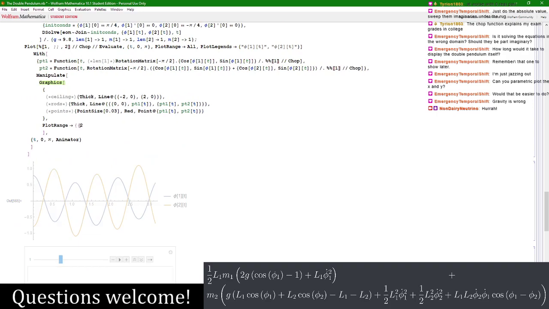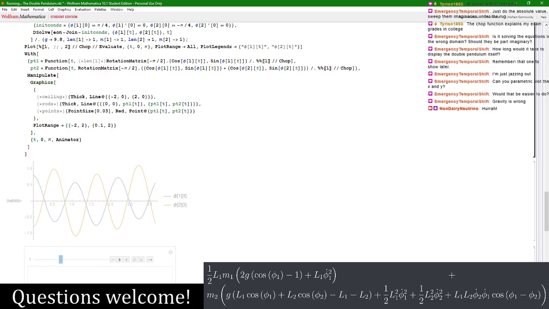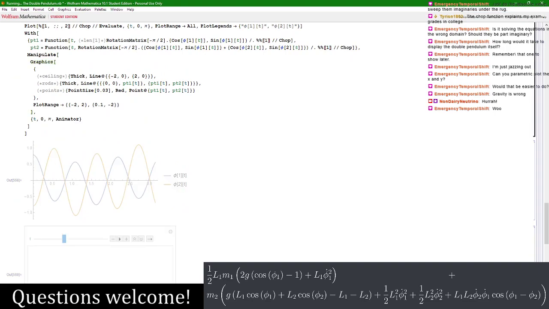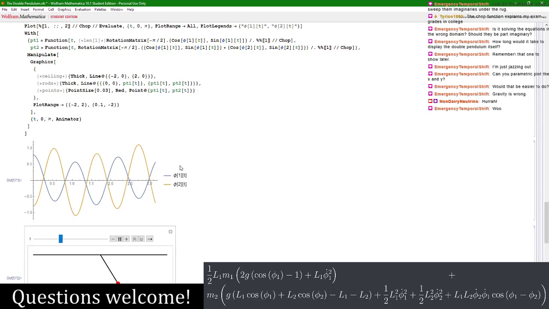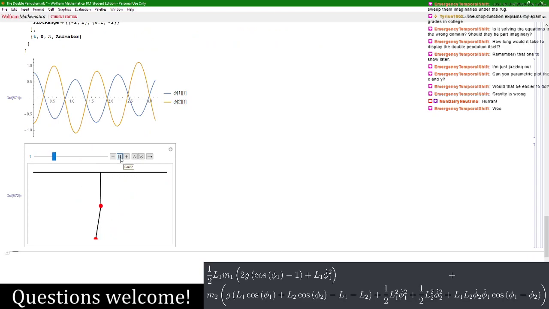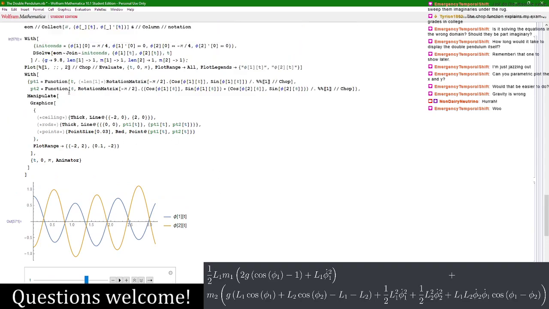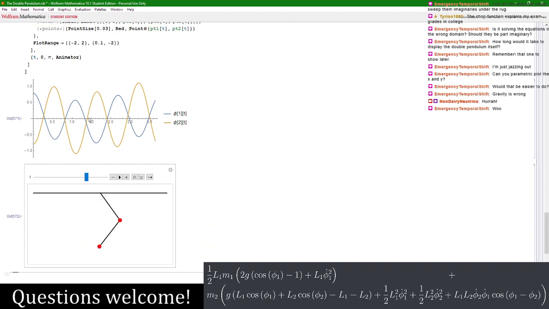Actually, I don't want 2. We want negative 2 to 2, and then what happened? Oh. It's beautiful. And, well, let's see. I'm not going to mess with it too much right now, so we're going to do things the hard way. But yeah.